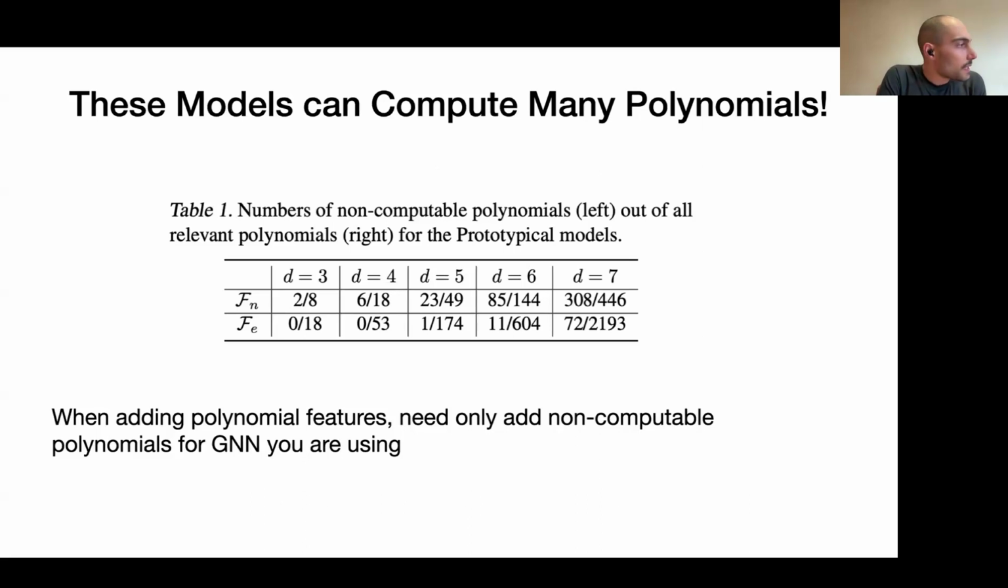And just to give a sense of how relevant these polynomials are and what types of stuff these things can do, many of these polynomials of a given degree end up being not expressible by the node or the edge featured. So the left-hand side was Fn here, the right-hand side is Fe.